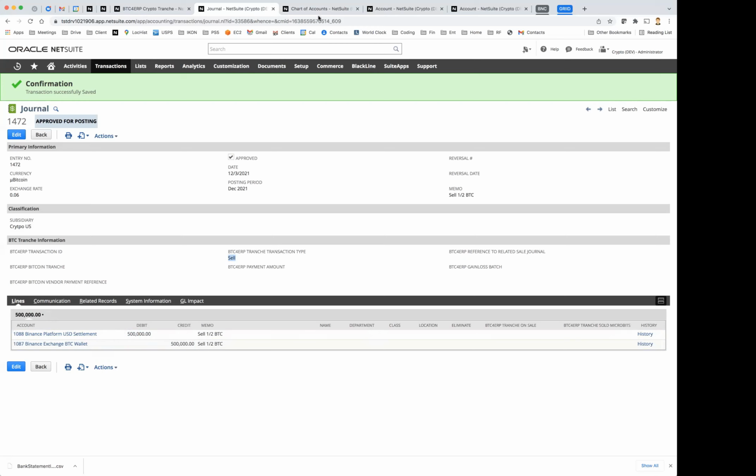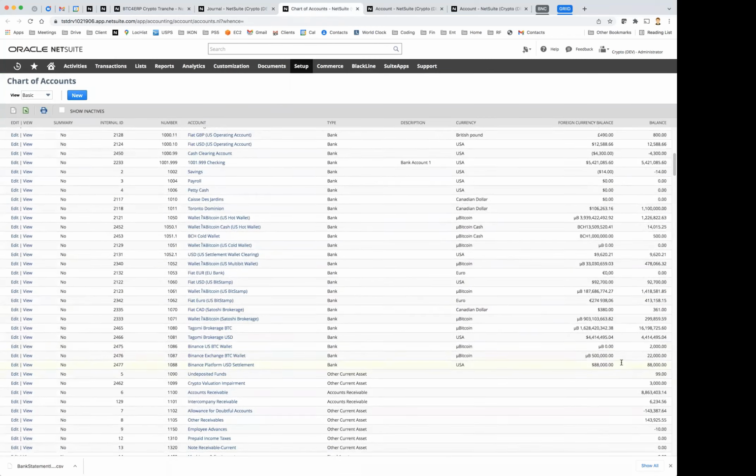Okay, so now let's look at our chart of accounts again. Bitcoin, well, we know that's zero. That's where I acquired it, then I transferred the whole thing out, then I sold half of it, so that leaves half left. And there are my funds, that 30,000 added to the 58 that was already there. Okay, so straightforward.